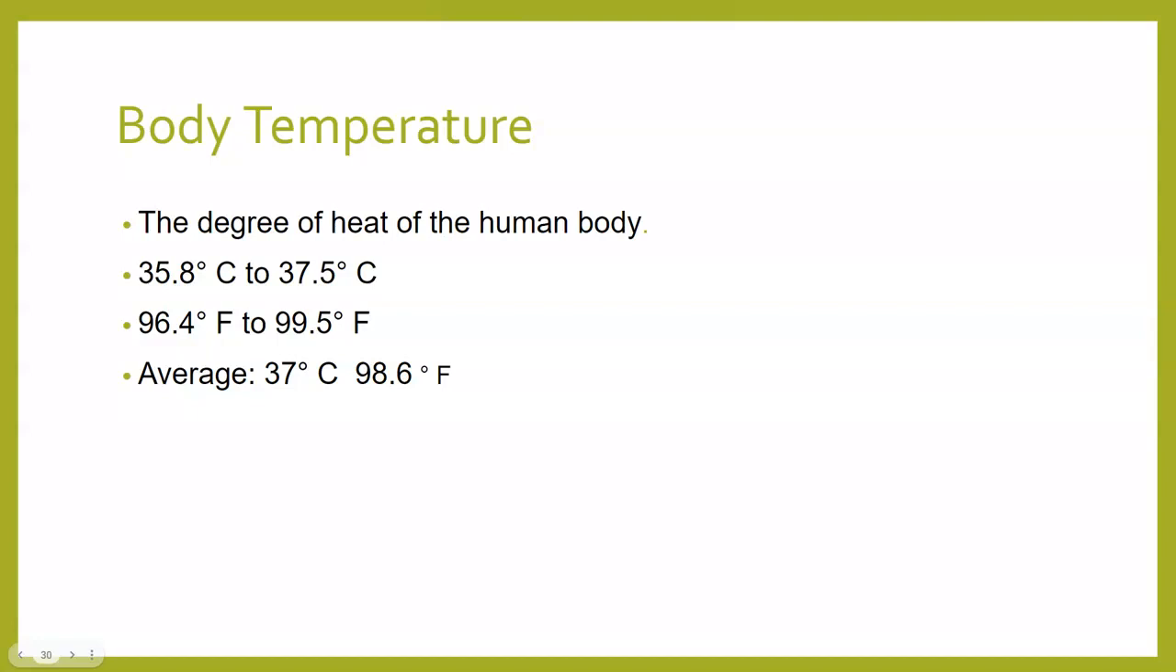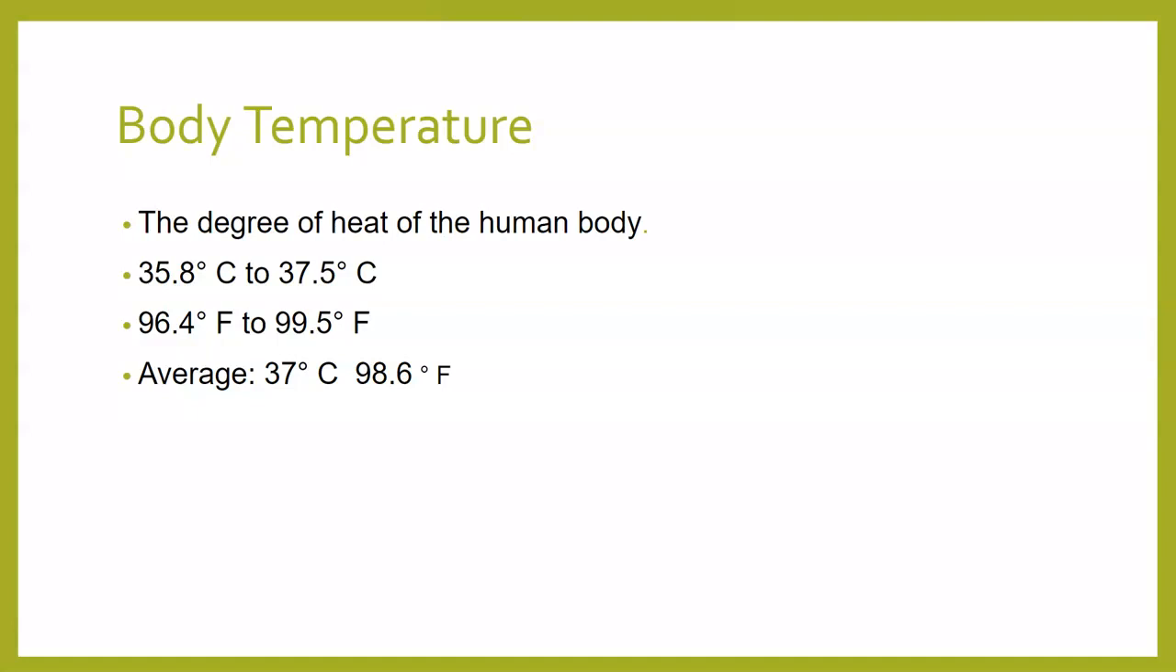So next we're going to talk about body temperature. This is the degree of heat of the human body. So normal in Celsius is 35.8 degrees to 37.5. In Fahrenheit, it's 96.4 to 99.5. Average is 37 degrees Celsius. In Fahrenheit, average is 98.6.